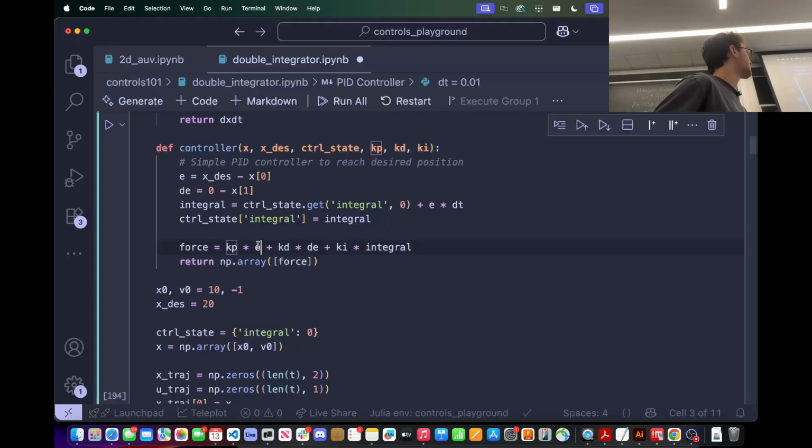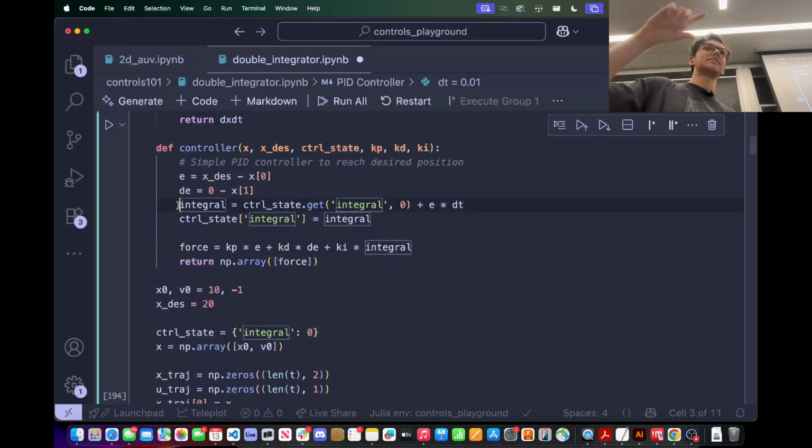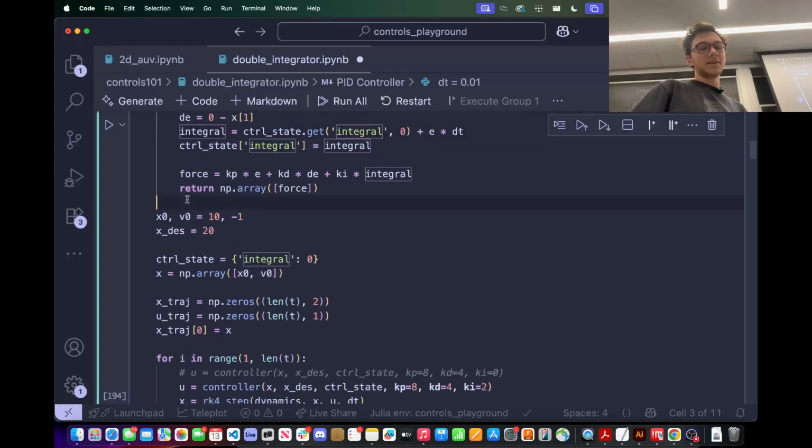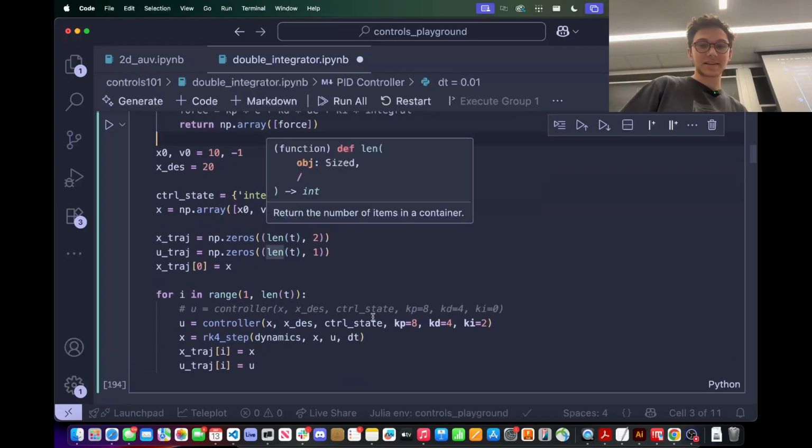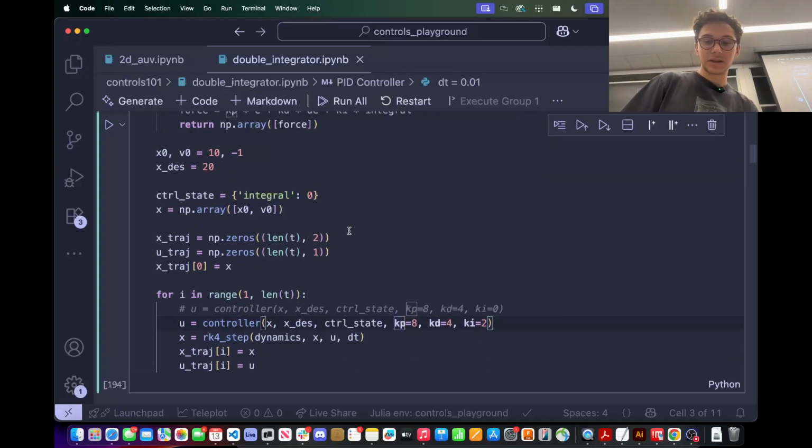So it's the proportional term times the error, the derivative term times the derivative of the error, and the integral term times the integral of the error. And I'm adding up the integral by a Riemann sum over time. So we can simulate this, and we can simulate this first.